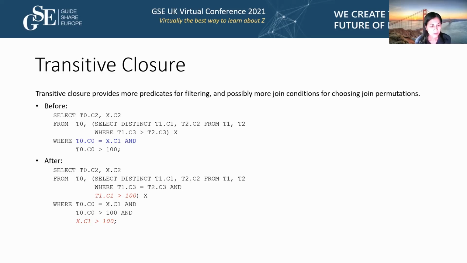In this example, we have two predicates, T0.C0 equal to X.C1 and T0.C0 greater than 100. This is before the transformation. After the transformation, we have an extra predicate, X.C1 greater than 100. And this predicate from the outer query block can now be pushed inside the table expression. So it can possibly reduce the size of the table expression work file.